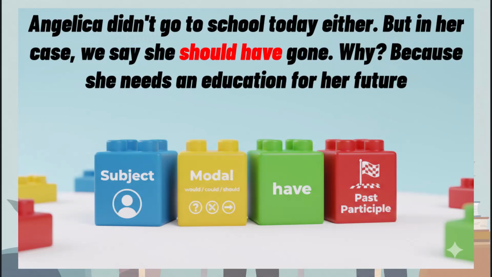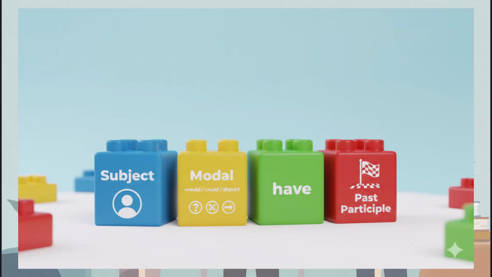Example: Angelica's education. Angelica didn't go to school today either, but in her case we say she should have gone. Why? Because she needs an education for her future. The reality: she stayed home. The obligation: it was the right thing to do, but she didn't do it.